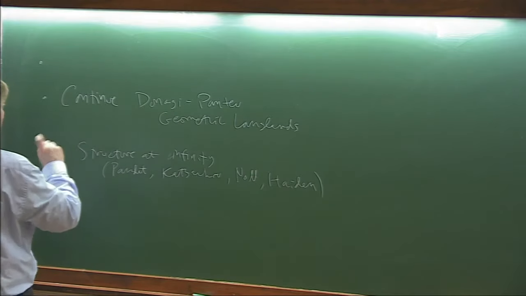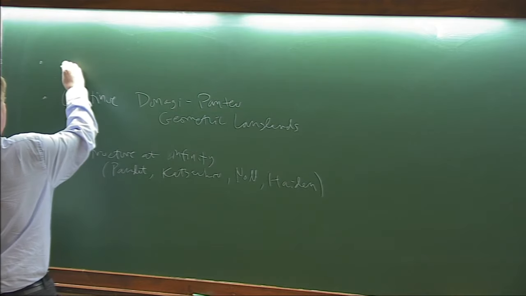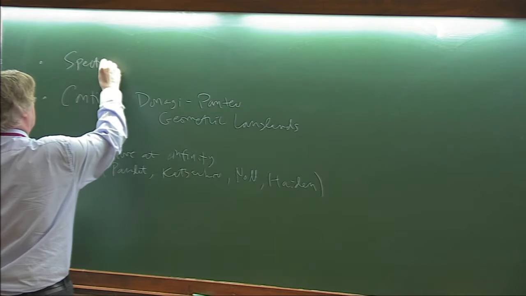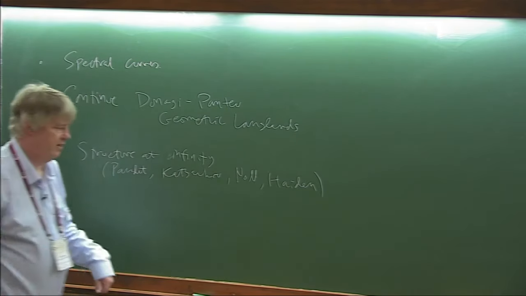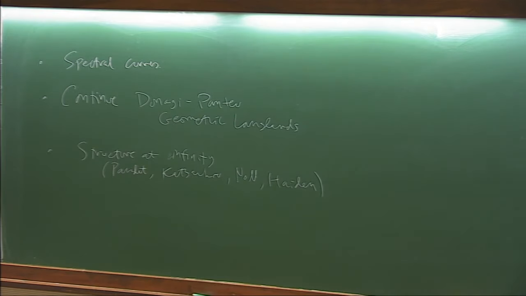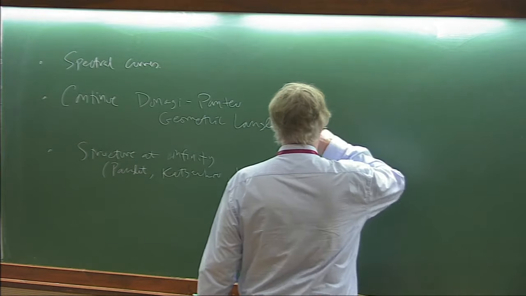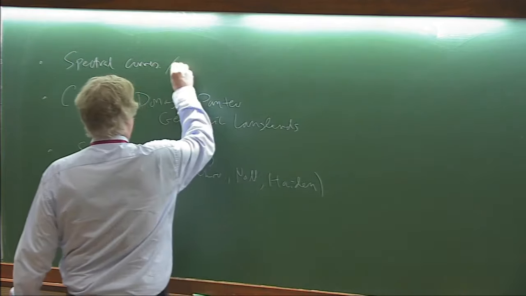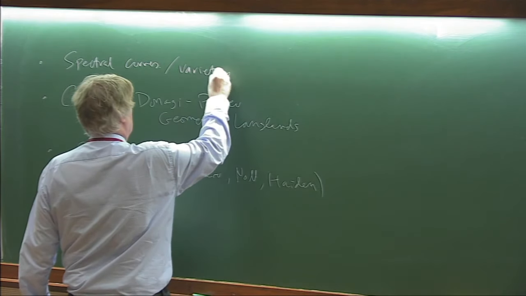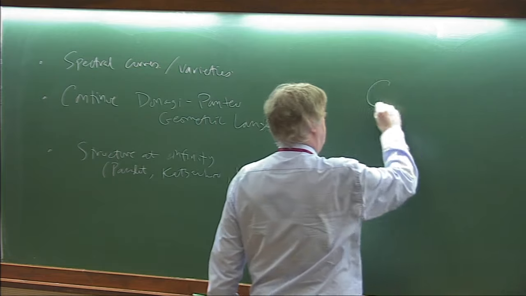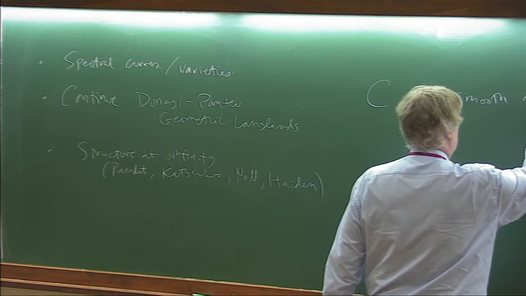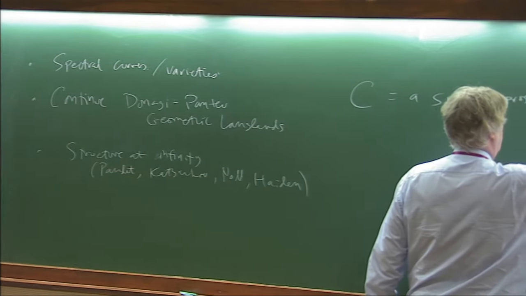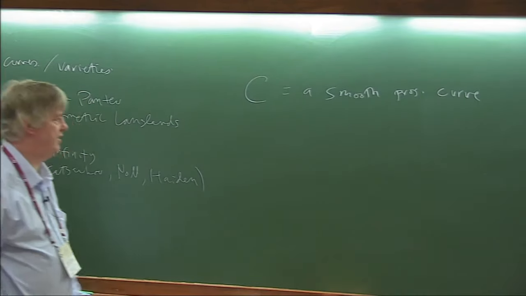So we'll take the opportunity to do an introductory thing on spectral curves. That's of course important in all of Hitchin's theory. Okay, so let's start with spectral curves. So remember that Higgs bundle. So now let's do spectral curves or spectral varieties. For today, let C be a smooth projective curve. I'll mention what happens in the higher dimensional case also.